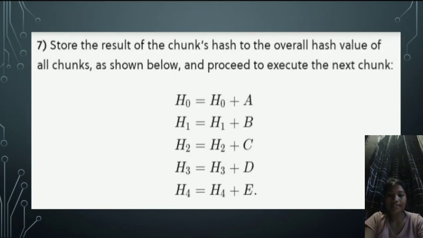Number 7 is to store the result of the chunk's hash to the overall hash value of all chunks, as shown below. Then proceed to execute the next chunk. H0 is equal to H0 plus A. H1 is equal to H1 plus B. H2 is equal to H2 plus C. H3 is equal to H3 plus D. H4 is equal to H4 plus E.